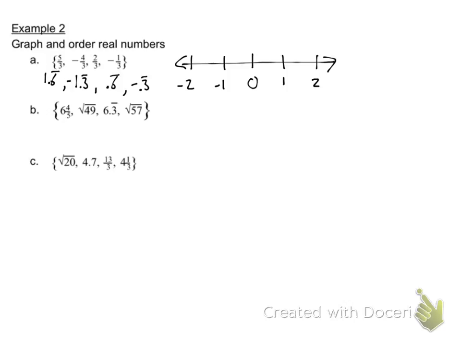The first number is 1.6 repeat. It's just over halfway, right, between 1 and 2. So somewhere about here. I'm going to label it because we're going to have a bunch of points on here. -1.3. Somewhere about there. Everybody, is it okay with that? Question?